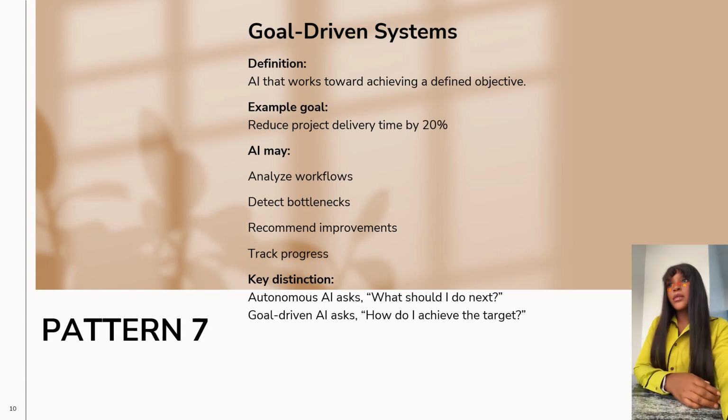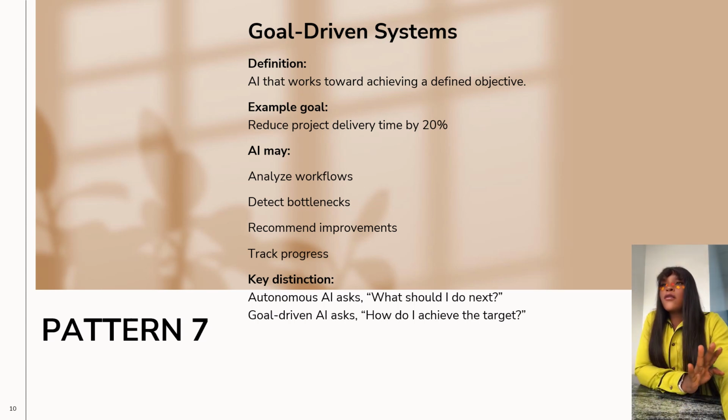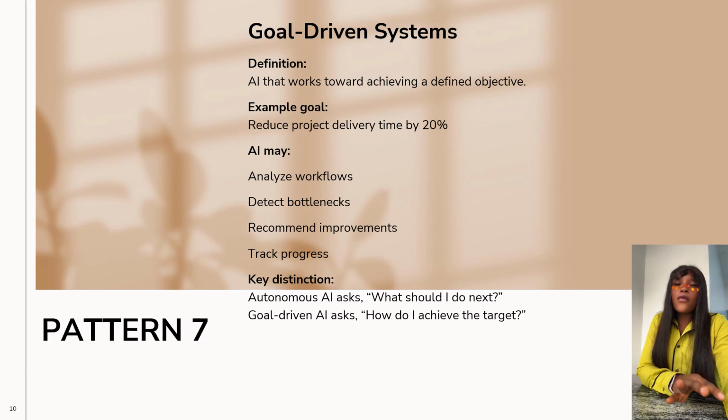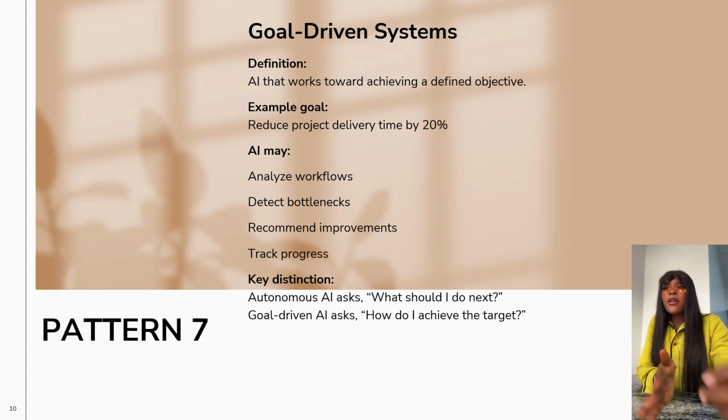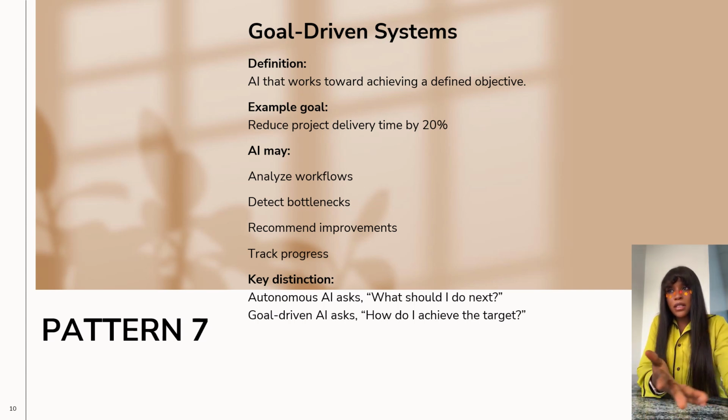So the last AI pattern we're going to look at, which is the seventh AI pattern, is the goal-driven system. Goal-driven AI is focused on achieving a specific objective. Instead of simply completing tasks, everything it does supports one business goal. Suppose management says we want to reduce project delivery time by 20%. The AI begins analyzing workflow, finding bottlenecks, recommending improvements, tracking progress. Everything revolves around achieving that particular goal.